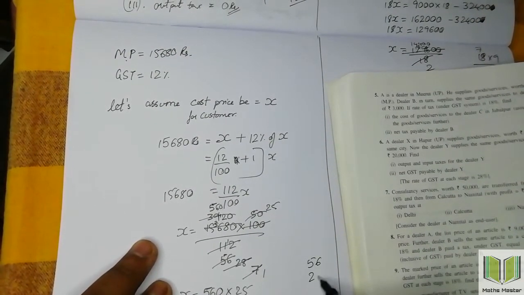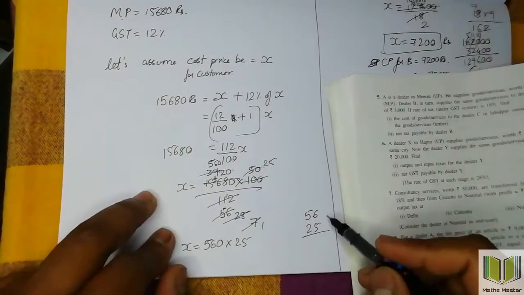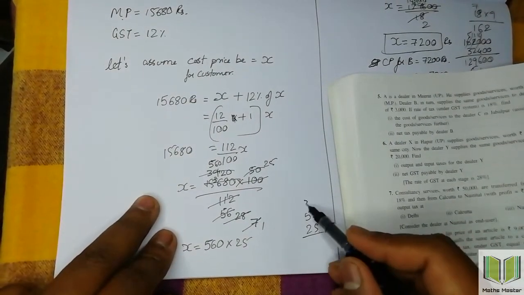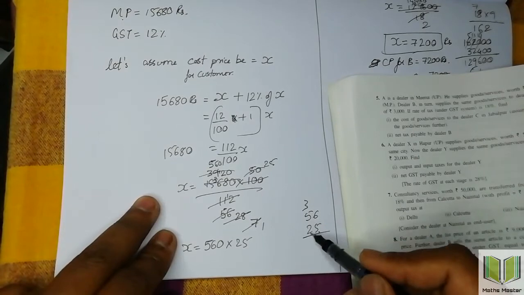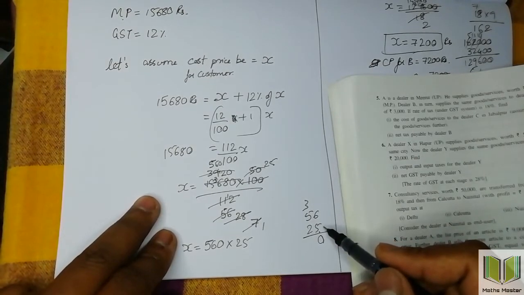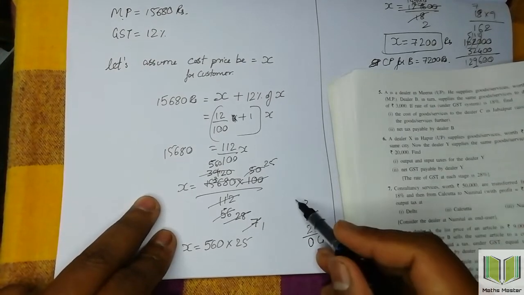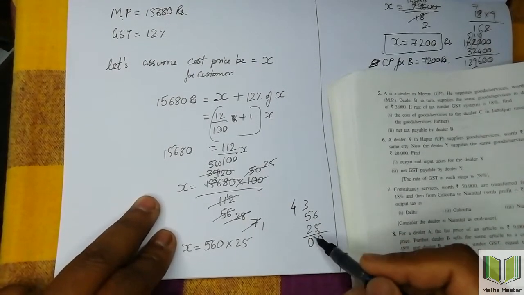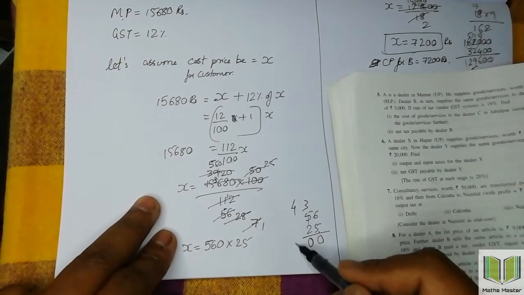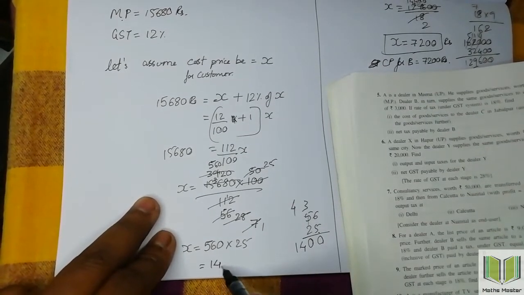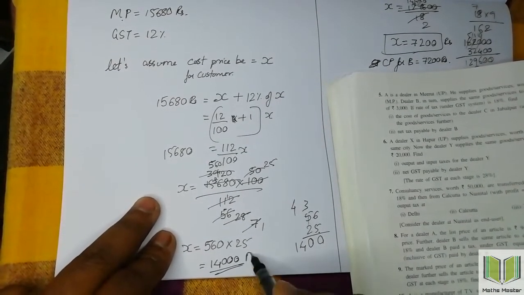So 56 times 25 will be equal to 6 5s are 30, 5 5s are 25, 25 plus 3 is 28, 5 2s are 10, 10 plus 4 is 14. So I get 14,000 rupees.